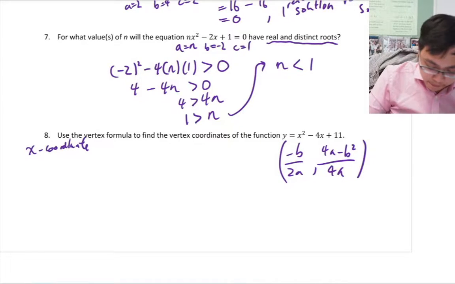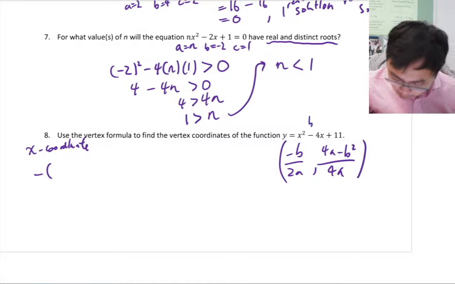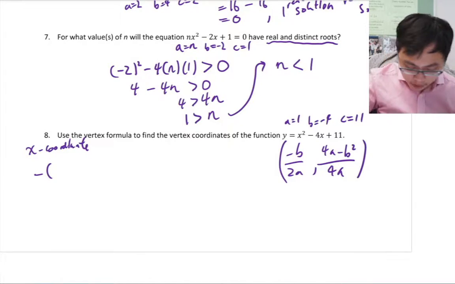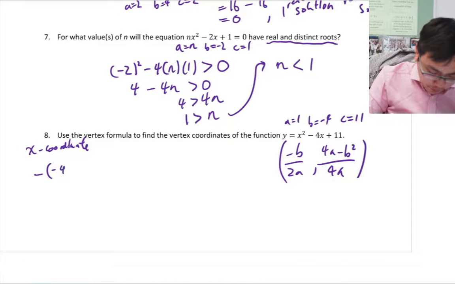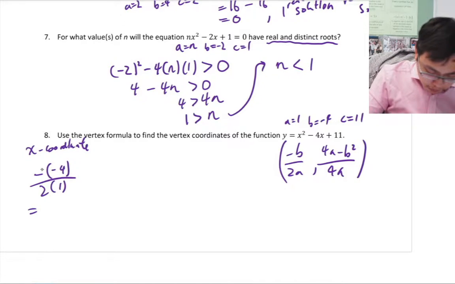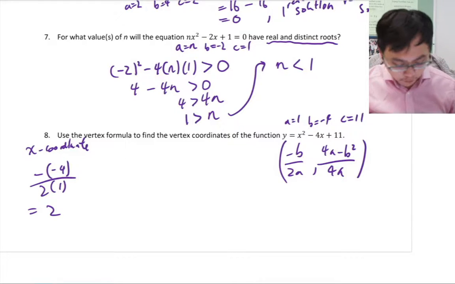It's going to be negative of b, and here b is equal to negative 4, a is equal to 1, and c is equal to 11. So that's negative of negative 4 over 2 times 1, which is 4 over 2, that is 2. So the x coordinate is 2.